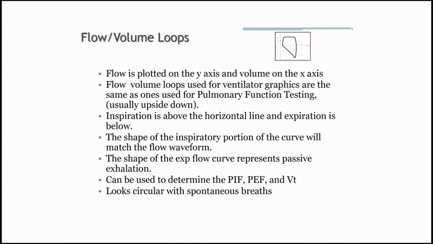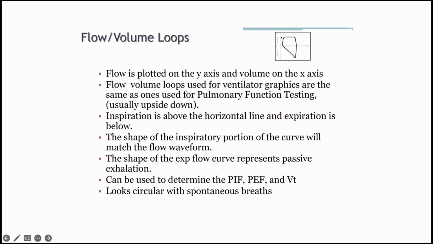Now we are coming to the flow volume loops. We just mentioned that in the flow volume loop, the flow is plotted on the y-axis and the volume on the x-axis. This is the flow here, this is the volume here. Flow volume loops used for ventilator graphics are the same as those used for pulmonary function tests, but usually upside down. Whatever you see in the regular PFT conventionally is upside down in the ventilator graphic.